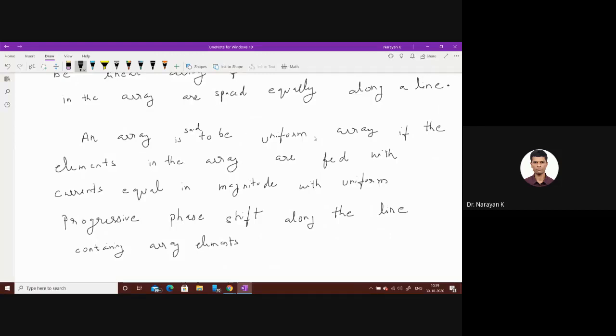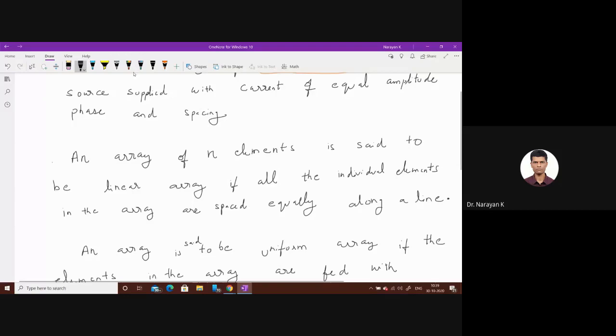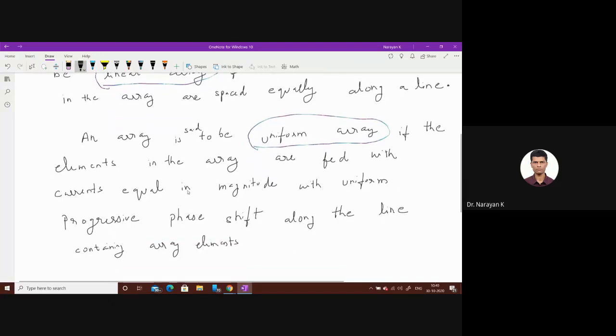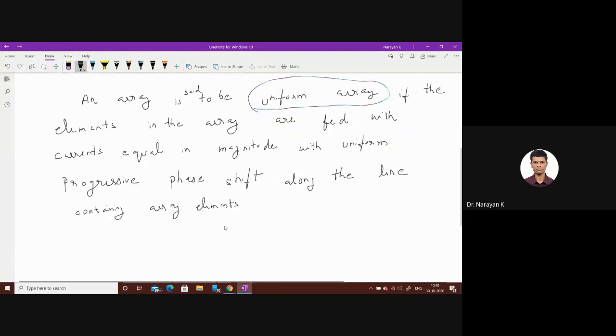Next, now an array is said to be a uniform array. So the first definition is for what is a linear array. The next definition is what is a uniform array. Now if they ask for the definition of a uniform linear array or uniform array, whichever you want to call it, you have to use the second definition. An array is said to be a uniform array if the elements in the array are fed with currents equal in magnitude and uniform progressive phase shift along the line containing array elements. Is it clear?